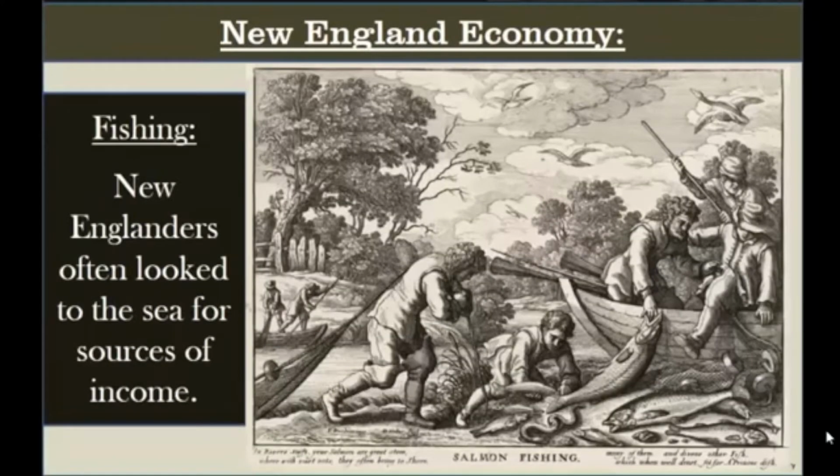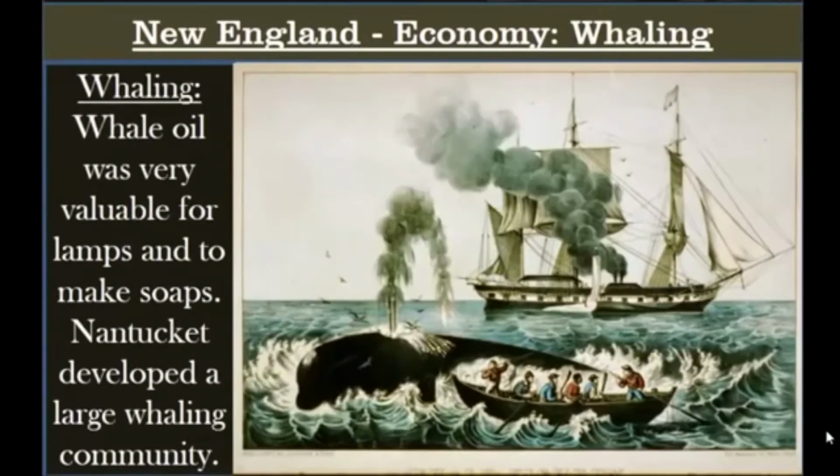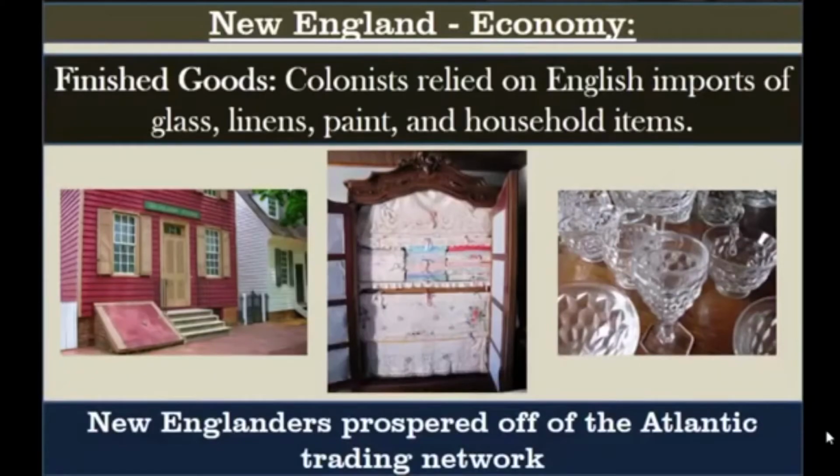New Englanders also often looked to the sea for sources of income and developed an extensive fishing industry that still exists today. Whale oil was a valuable commodity. It was used in lamps and soaps, and Nantucket and other fishing communities developed large whaling businesses. For the most part, the colonists relied on English imports of finished goods, such as glass, linens, paint, and household items, and New Englanders prospered off the Atlantic trading network.